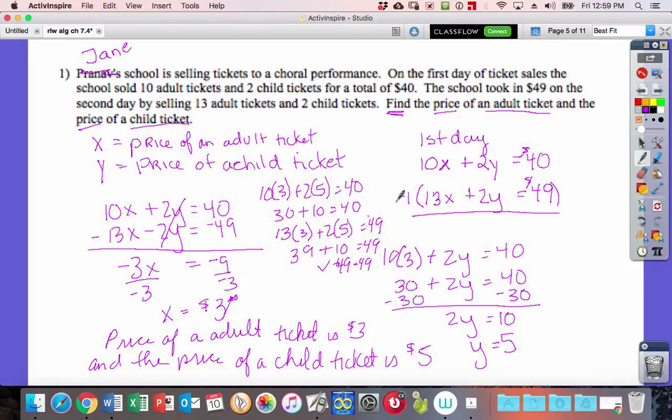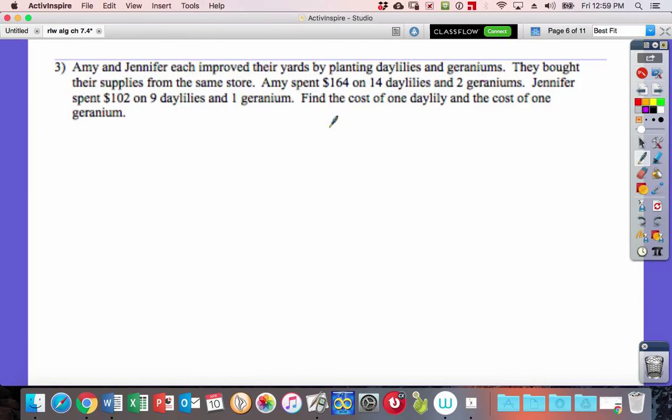Okay, I want to go over one more, and these are the exact same ones that we did in class. Oh, I like these names. Those are a little bit easier. I'm going to read the question. Amy and Jennifer each improved their yards by planting daylilies and geraniums. They bought their supplies from the same store.